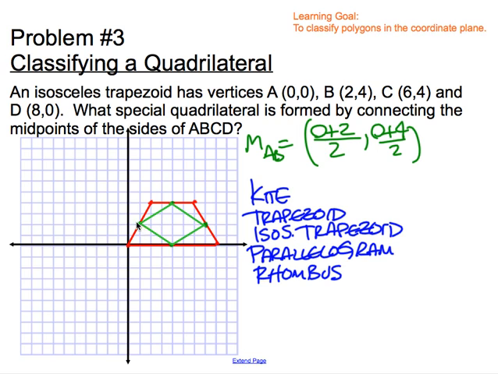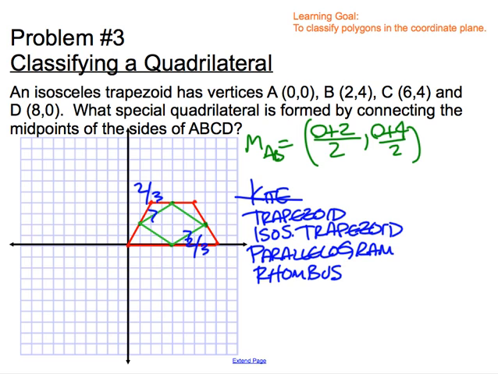The slope of this line has a rise of 2, a run of 3, so we have a slope of 2/3. Checking its opposite side, it also has a rise of 2 and a run of 3, which means those opposite sides are in fact parallel. That eliminates kite.